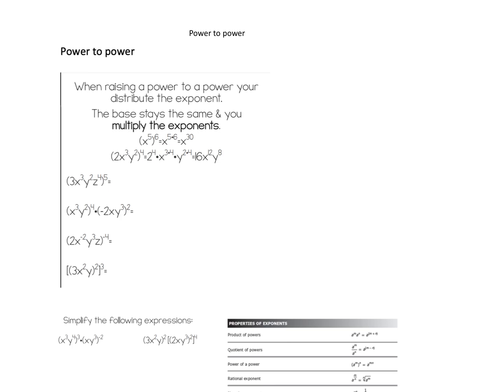All right, today we're going to do power to powers. When raising a power to a power, you distribute the exponent, the base is the same, and you multiply the exponents, okay? For example, you have x to the fifth raised to the power of six.